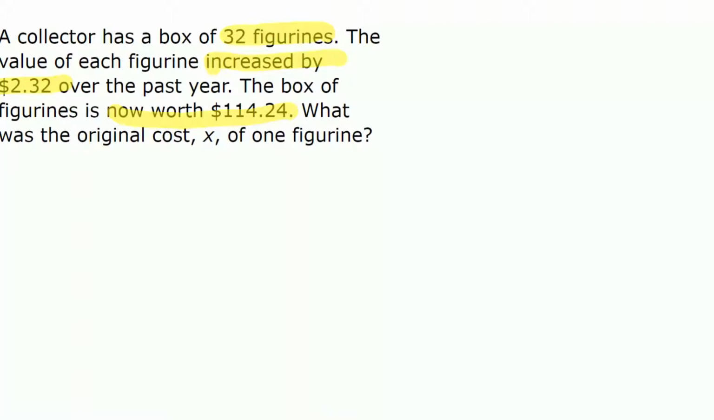So let's work through this. Okay, we have the original cost is x, they are saying. Oops, sorry, still on highlighter mode. The original cost is x, okay?